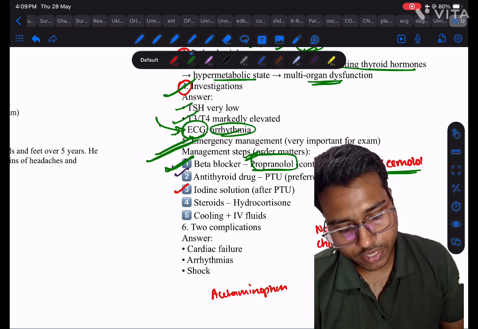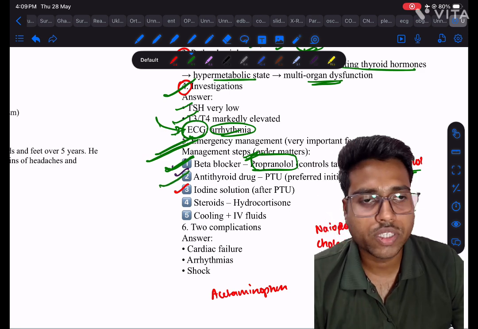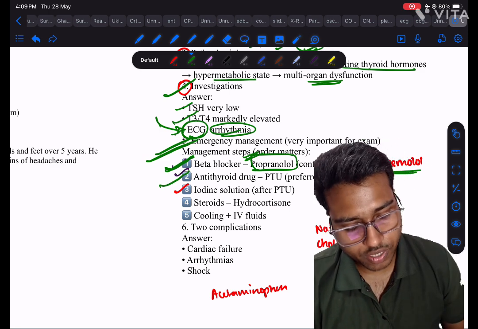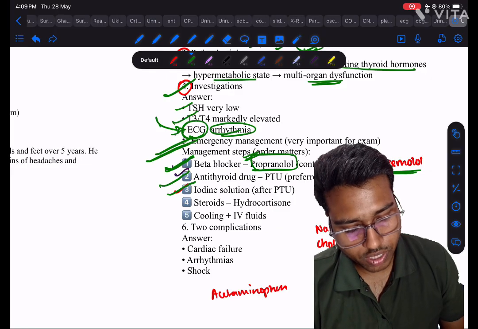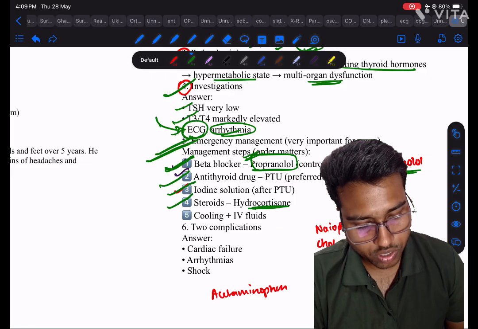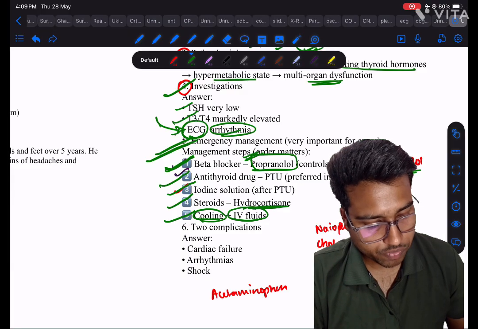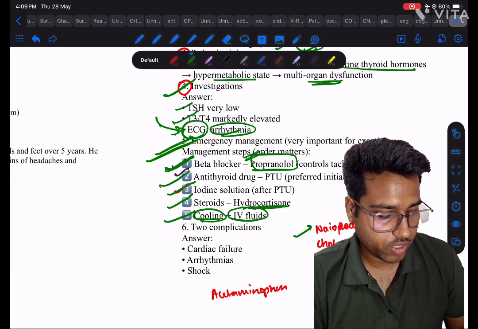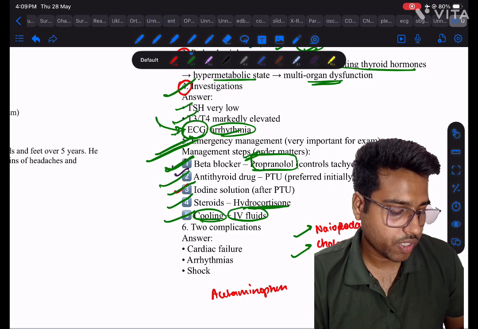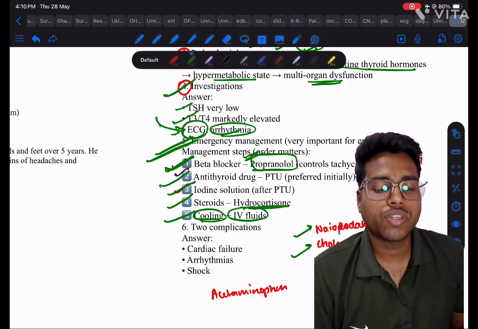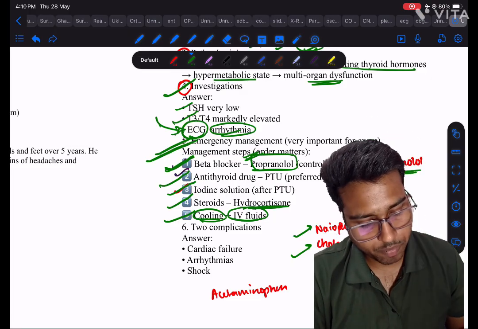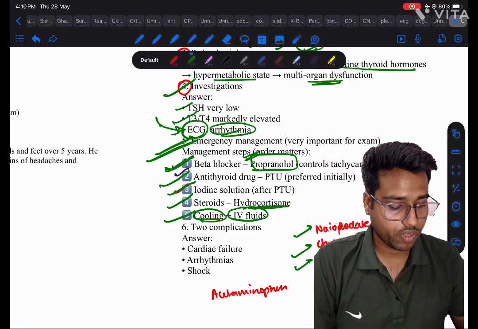Okay, esmolol is more preferred than propranolol. Okay, antithyroid drugs, what will be antithyroid drugs? PTU, carbimazole. Okay, you can give iodine, you have to give hydrocortisone, you have to give cooling and IV fluids also over here. So tell me the functions of sodium iopodate and cholestyramine. Cholestyramine causes a decrease in enterohepatic circulation of T3 and T4. Okay, benzodiazepine for the agitation also.